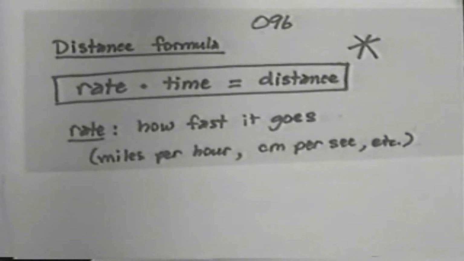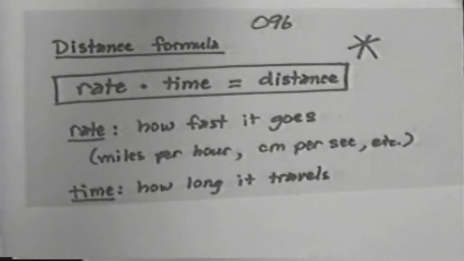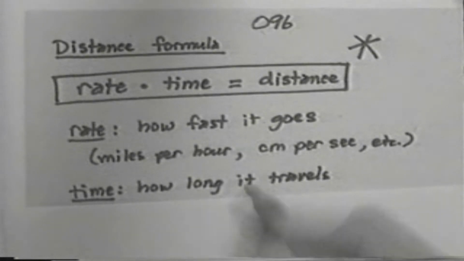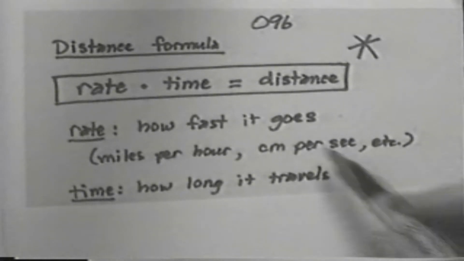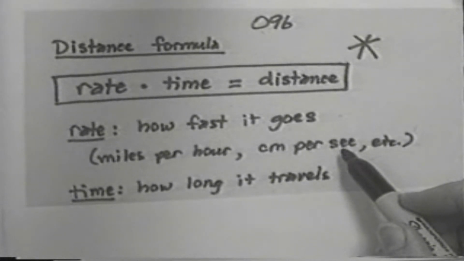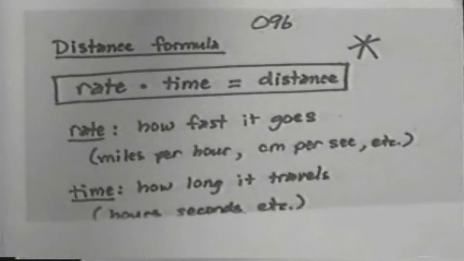It might be in miles per hour. It might be in centimeters per second, and so on. Rate is how fast it goes. Time is how long it travels. If the rate is in miles per hour, then the time for that problem would be in hours. If the rate is centimeters per second, the time would be in seconds. So the time might be in hours, it might be in seconds, and so on.